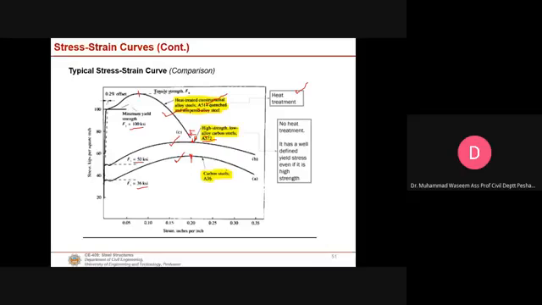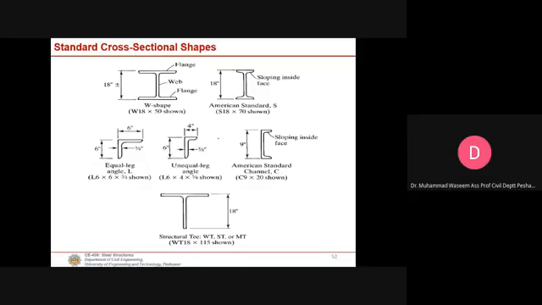So it is important to see the behavior of these steels before selecting shapes for these materials. You have to decide which material you should be using for your structures. This one, or this one. Obviously you will go for this one, okay, or this one. Okay, now we come to the structural shapes.